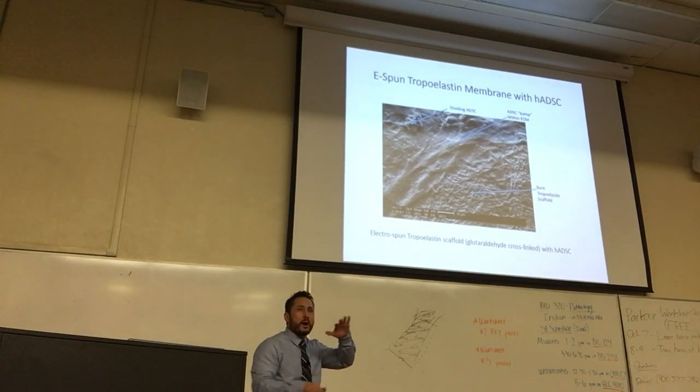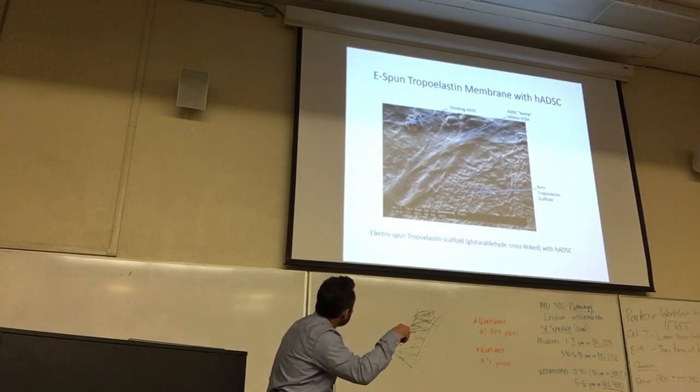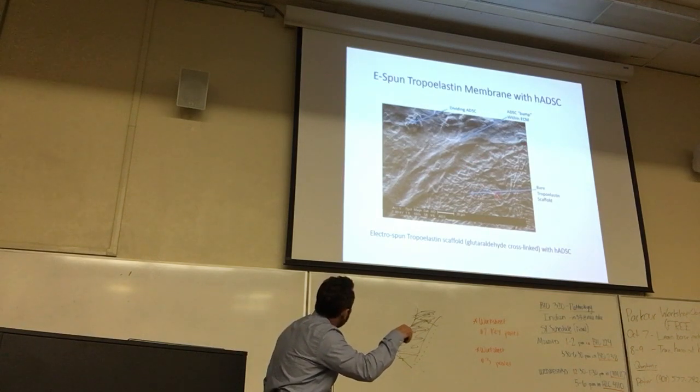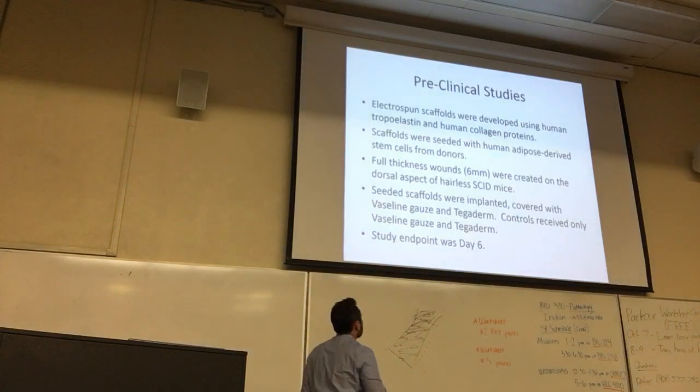So it's kind of like there's a bump. And then here is the edge, right here, the edge of the matrix that has been laid down. And this is the bare scaffold underneath. Okay, so these are the materials that we're using.